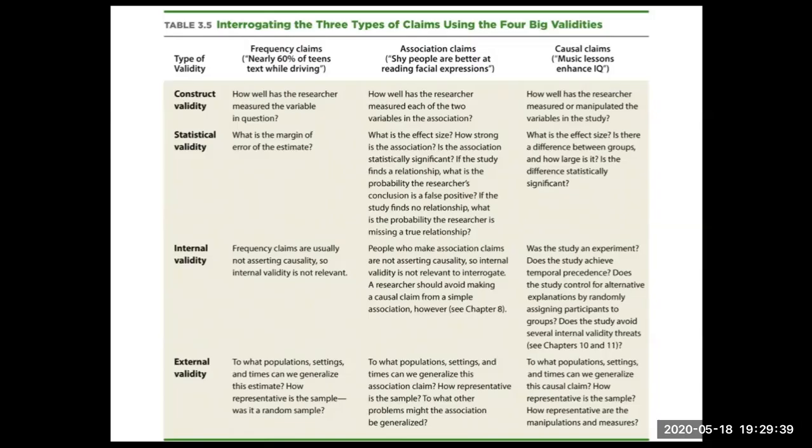Of course, for a causal claim, again, we're asking about effect size, which has to do with sample size. And if there's a difference, how large is it? And is it, of course, statistically significant? So, of course, both of those validities count in all 3 claims. External validity, well, we'll get to that in a second. Internal validity has nothing to do with a frequency claim, because there's no cause. You're looking at 1 measured variable.